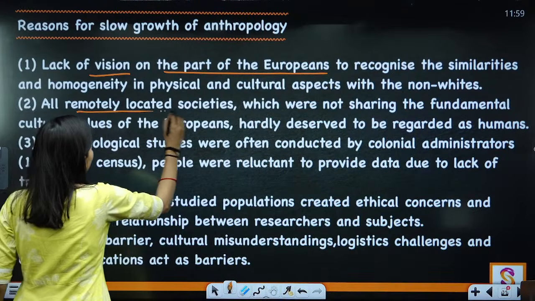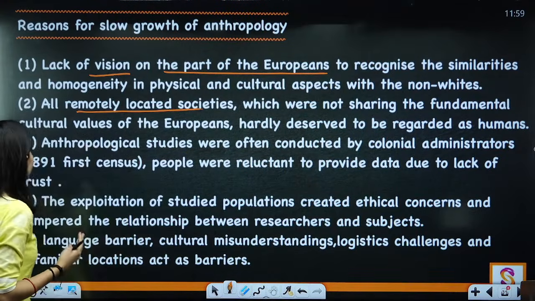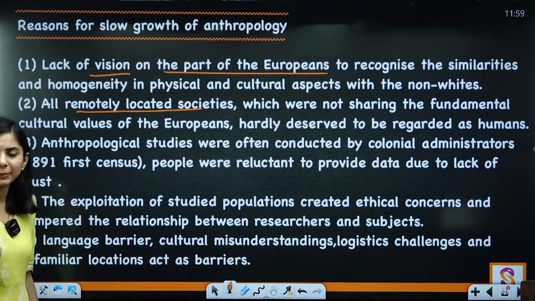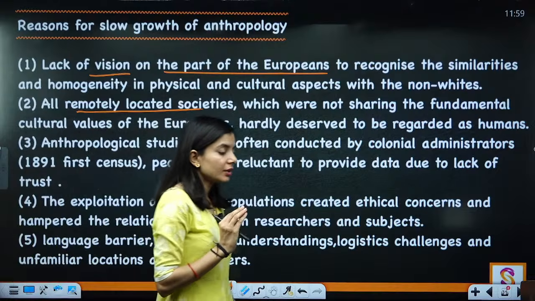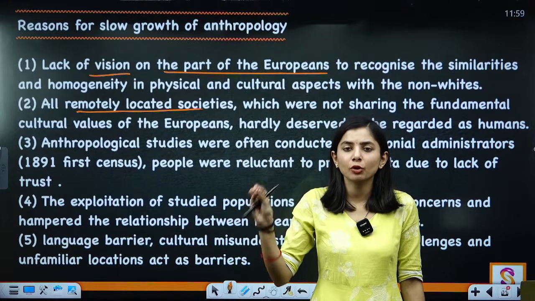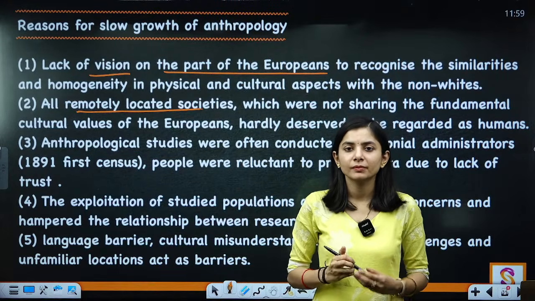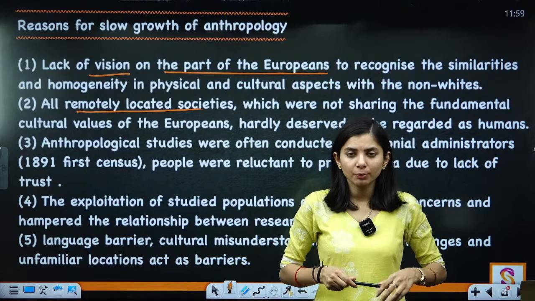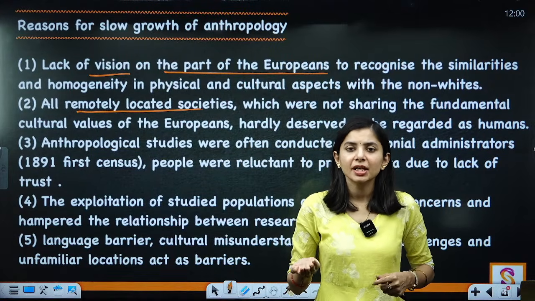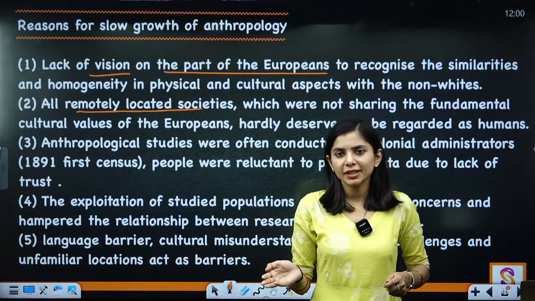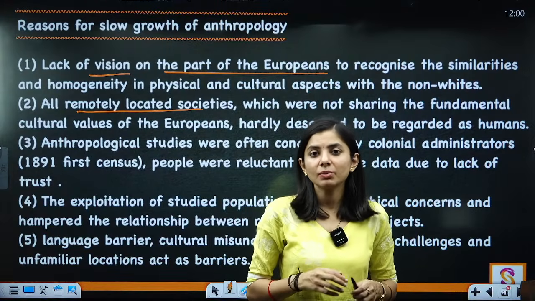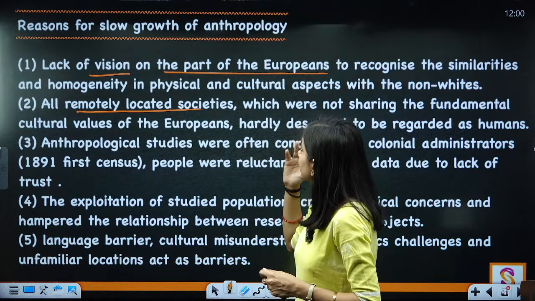Next, all the remotely located societies which were not sharing their fundamental cultural values with the Europeans hardly deserved to be regarded as human beings. For example, the tribal people were not even recognized by the Europeans as human beings. Why? Because according to the Europeans, these people were not living like humans. They had animal-like instincts. They were dependent upon hunting, upon grazing, and such kinds of things. So this is why anthropology came to be considered.